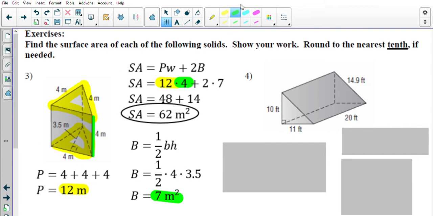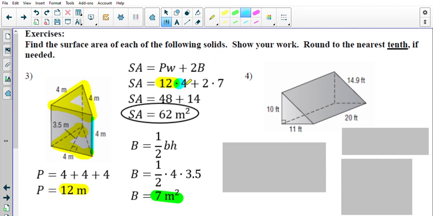area of the base. Area of the base is, whoops, sorry, wrong color here. Not that it matters, does to me. Let me highlight those in blue. Bear with me just for a moment.